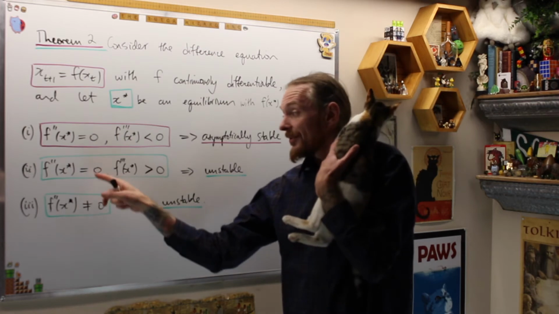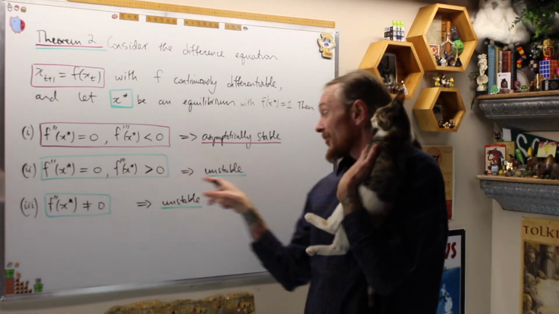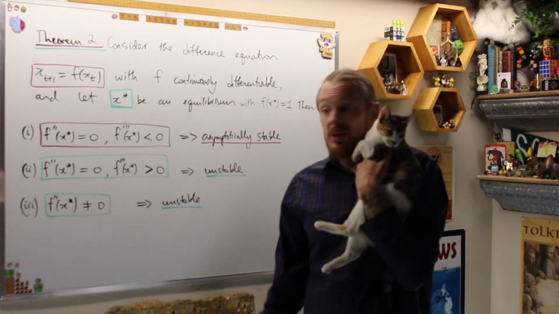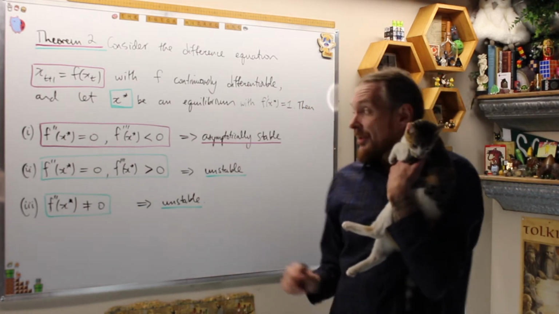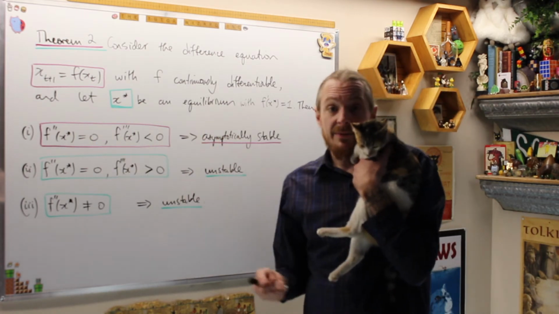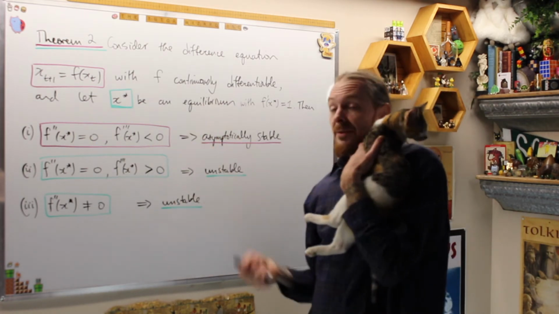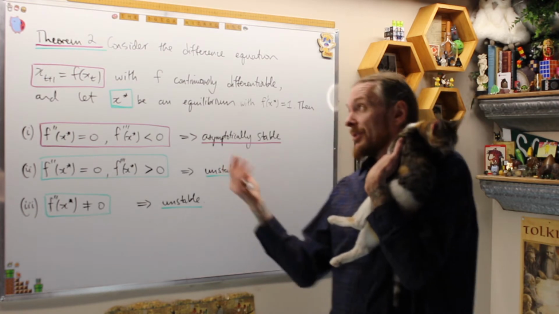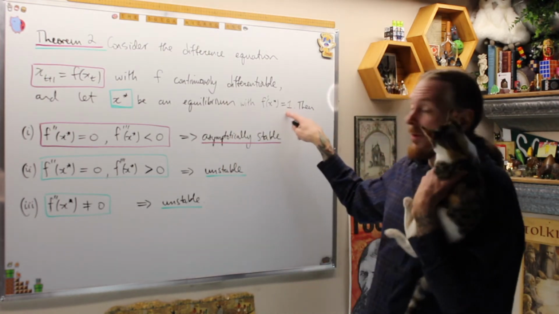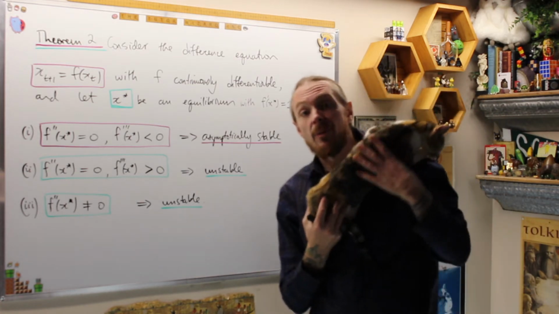If the second derivative there is 0 and the third derivative is positive, we get unstable. And if in general the second derivative is not 0, then we get unstable. So asymptotic stability happens when the second derivative is 0 at the point and the third derivative is negative. Let's do one more theorem and then we'll recap. Then the last theorem, theorem 3, will deal with when the first derivative is negative 1. Let's do that.